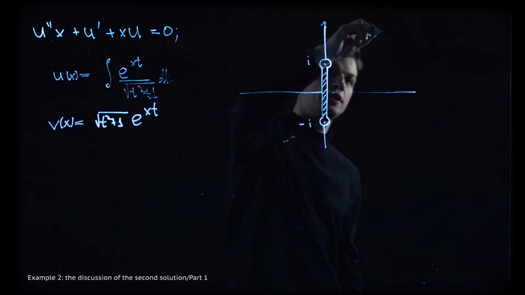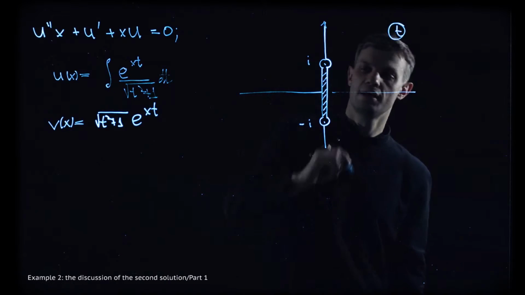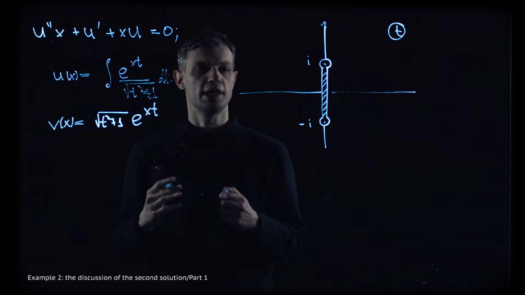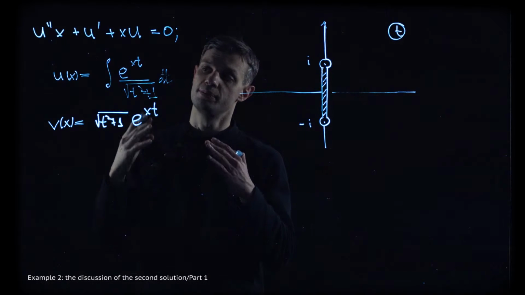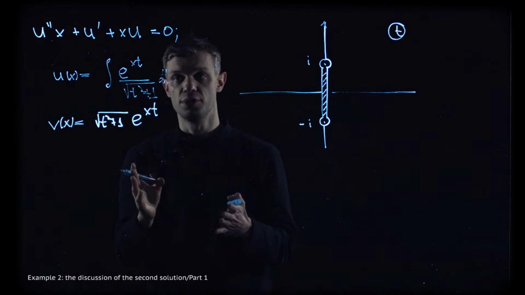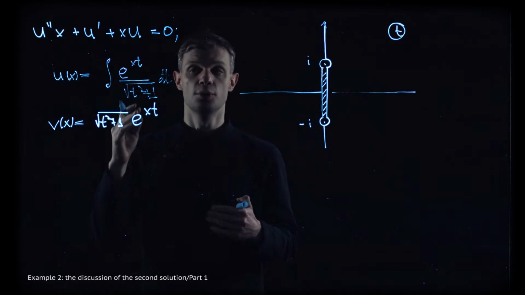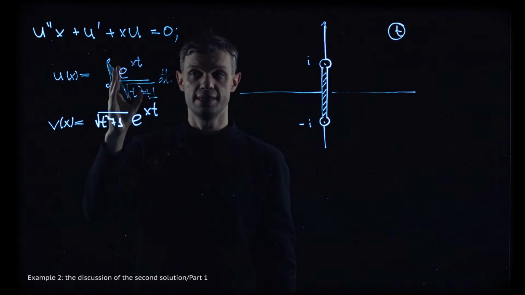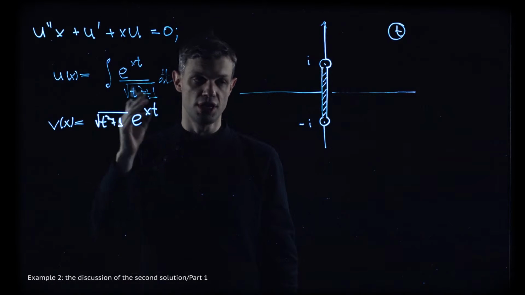So what we'd like to do right now is discuss some more general properties of the solution. For example, last time we addressed the case when x was positive. The question is, what's going to happen with the solution when x is negative? So how the asymptotic of the solution changes.